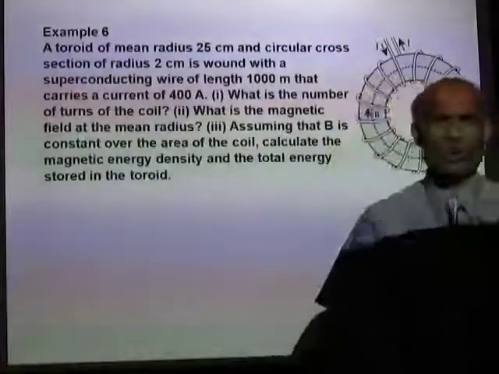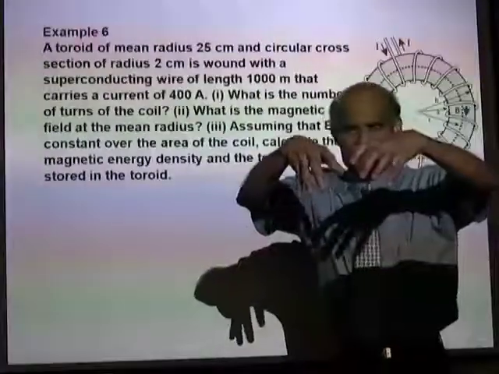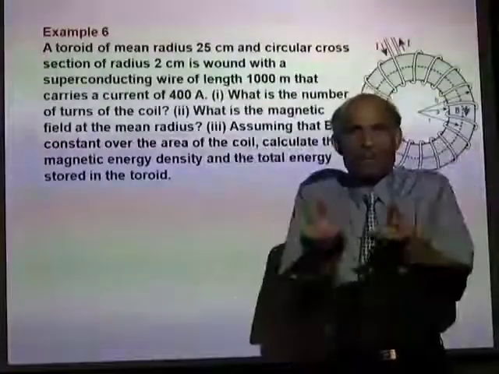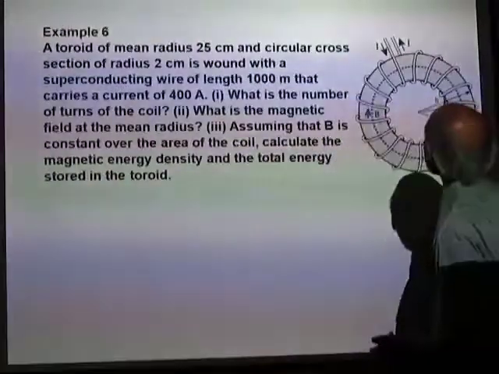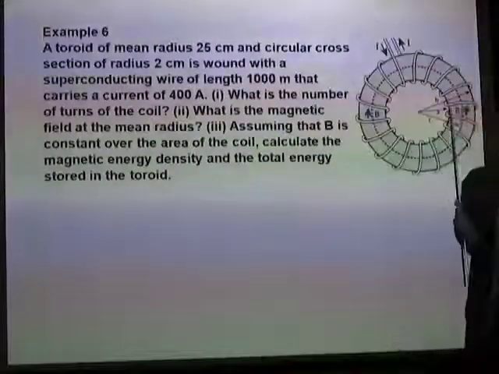Now, what is a toroid? If you look at an inflated tire, it's actually a toroid. It has an inner radius and an outer radius.